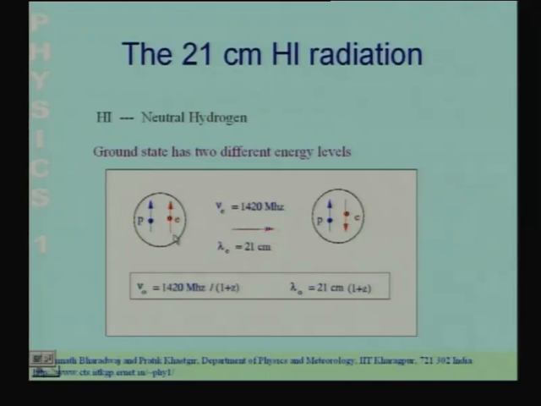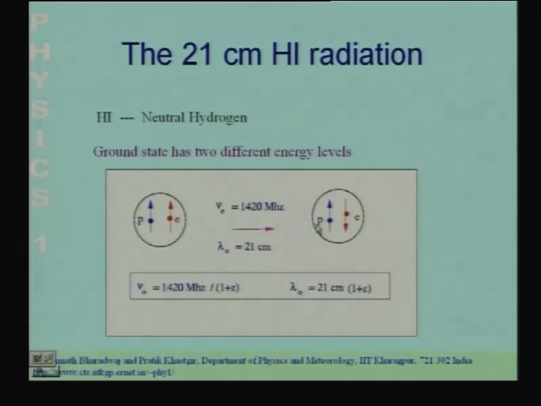Now, as we know, neutral hydrogen has a proton and an electron. So, if you have hydrogen in the ground state, you have a proton and an electron, and the electron is going around in an orbit around the proton. Now, we all know that the proton and the electron both have spins. So, consider a hydrogen atom in the ground state. This picture shows you a hydrogen atom in the ground state. You have the proton and the electron, and here the spin of the proton and the spin of the electron are both aligned.